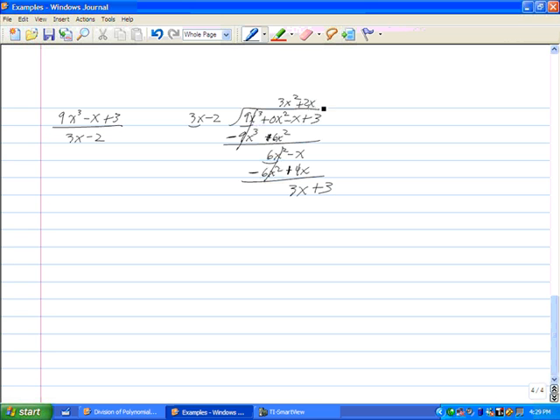Drop down the next term. 3x times what is 3x? It would be a 1. So you'd have a 3x minus 2 when you multiply. Change the signs. Add. This time you had a remainder of 5. So you'd write your answer as 3x squared plus 2x plus 1 plus the remainder of 5, always divided by the original denominator.